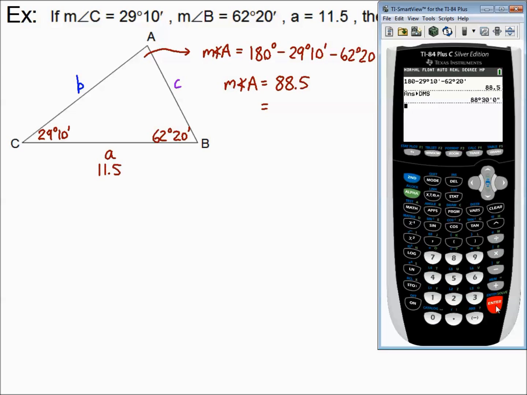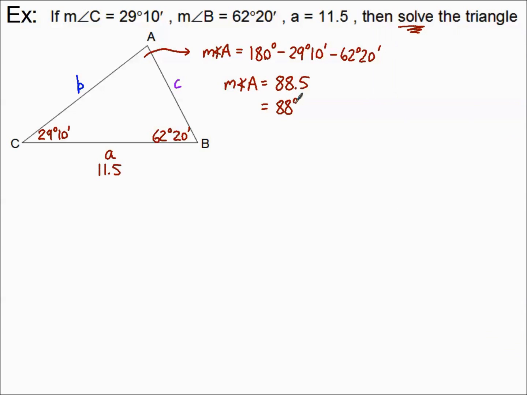You might have been able to do that in your head since I said that there are 60 minutes in each degree, and since 0.5 represents half of a degree, it would be 30 minutes. And 0 seconds, there weren't any seconds here. 88 degrees, 30 minutes. And I can use an equal sign because it is exactly that.